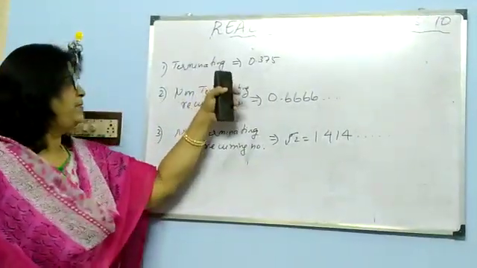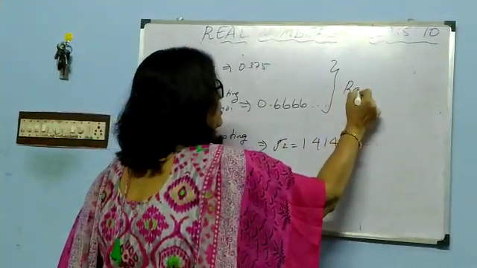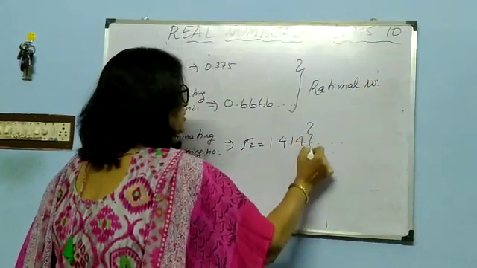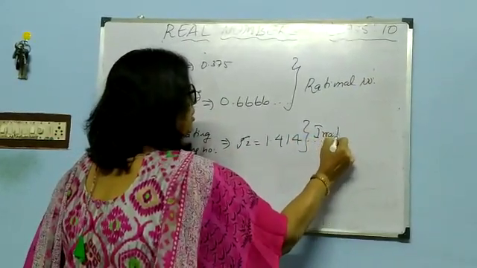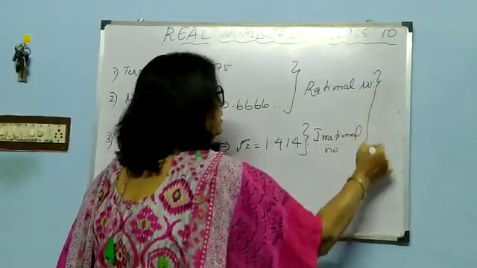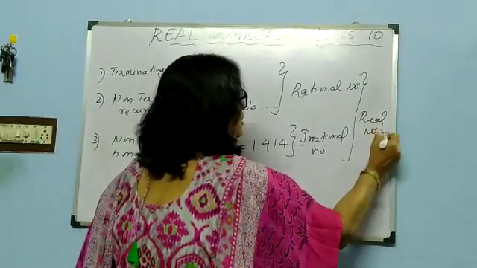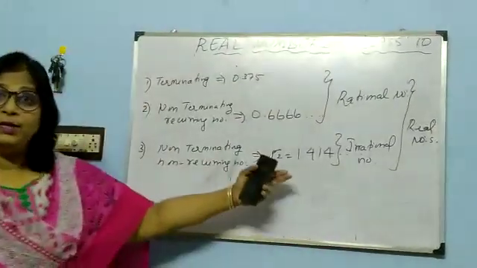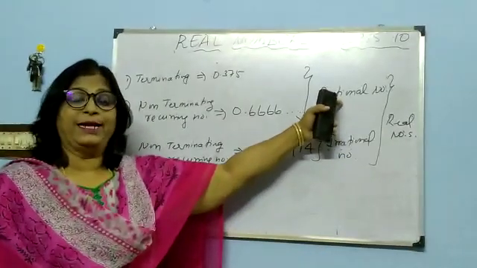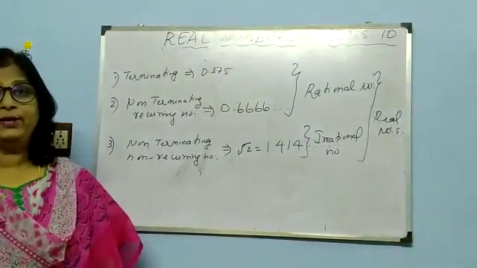So here terminating and non-terminating recurring are together known as rational numbers, and this is known as irrational numbers. And together rational and irrational numbers are known as real numbers. Now this is another definition for you. Real numbers are nothing but rational numbers and irrational numbers put together.